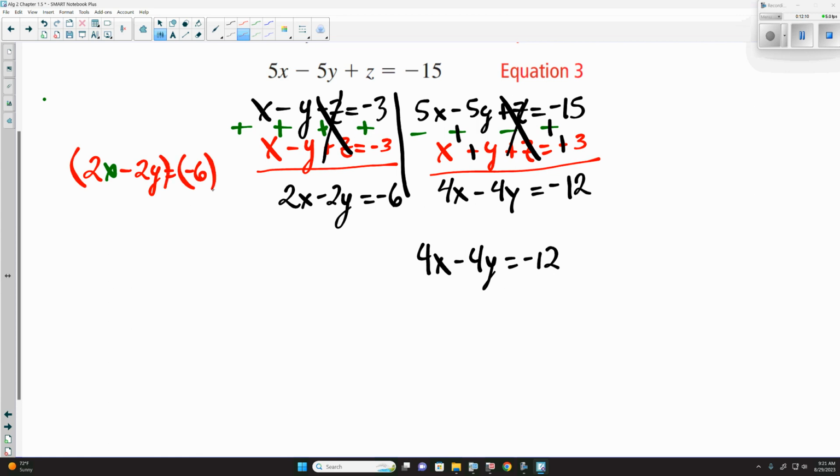And what do we need to multiply the 2x by to get 4x? 2. So we're going to multiply the whole equation by 2 and distribute.